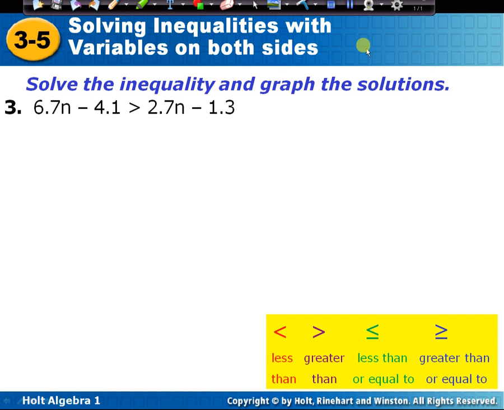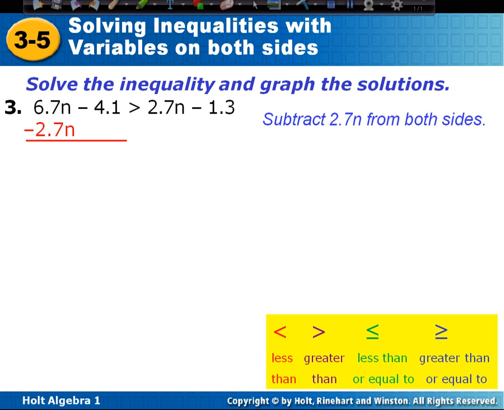All right, go ahead and write down number 3. It says 6.7n minus 4.1 is greater than 2.7n minus 3.1. Again, this one has decimals, but it's not in any way going to change the way that we work the problem. We have n's on both sides here, so the first thing I'm going to do is move the n's to one side, and I'm going to subtract 2.7n.